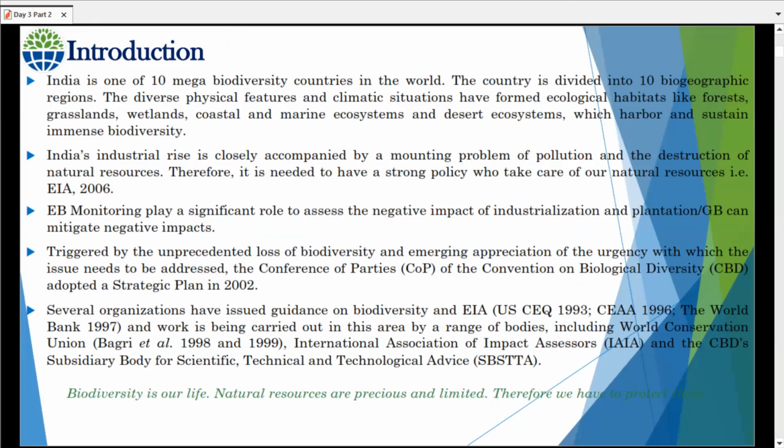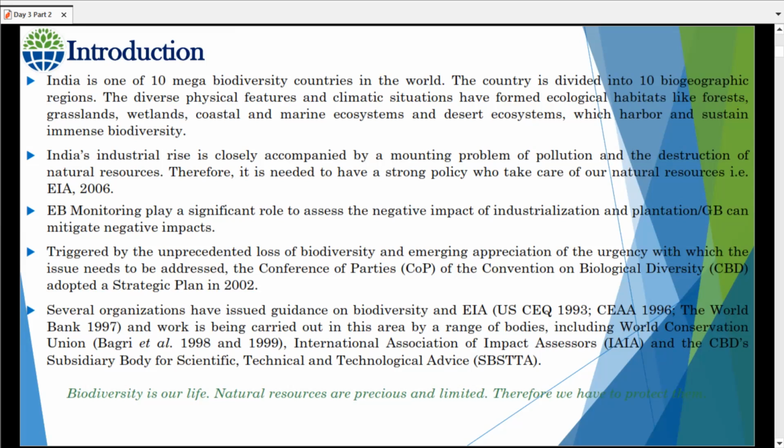in the world, and we must be aware that the country is divided into 10 biogeographic regions, and the diverse physical features and climatic situations have formed ecological habitats like forest, grassland, wetland, coastal area, marine ecosystem, desert ecosystem, which also harbor and sustain immense biodiversity.